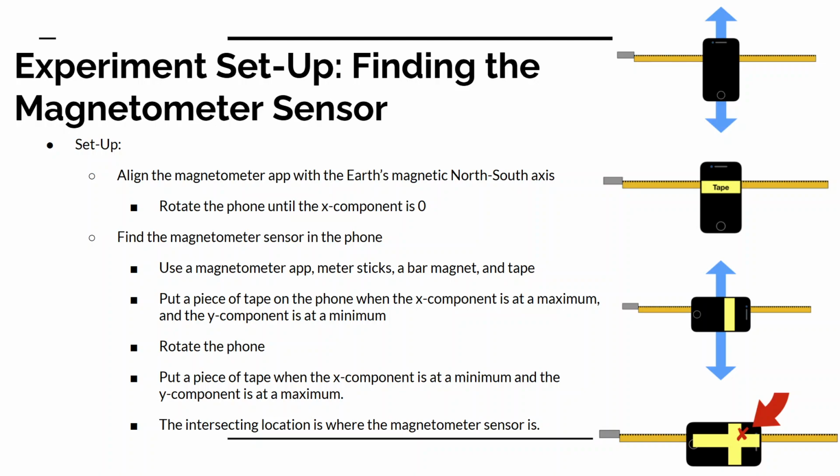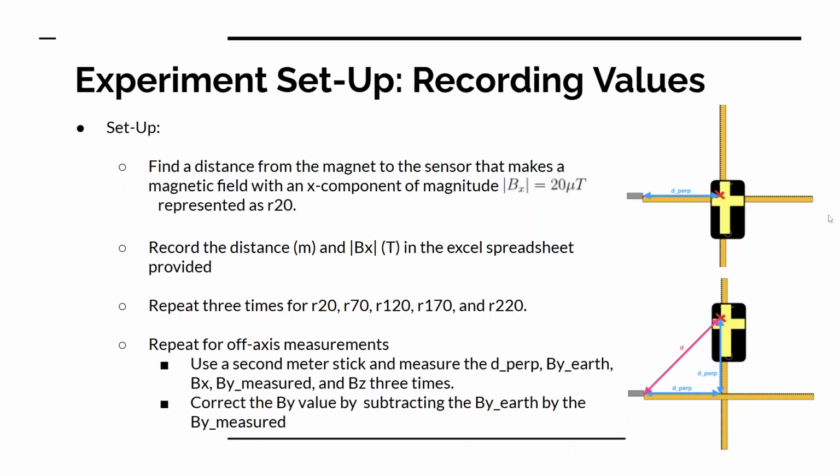We're going to put a piece of tape on the phone where the x component is at its maximum and the y component is at its minimum. Then we have to rotate the phone 90 degrees and put a piece of tape where the x component is at a minimum and the y component is at the maximum. The intersection location is where the magnetometer sensor is.